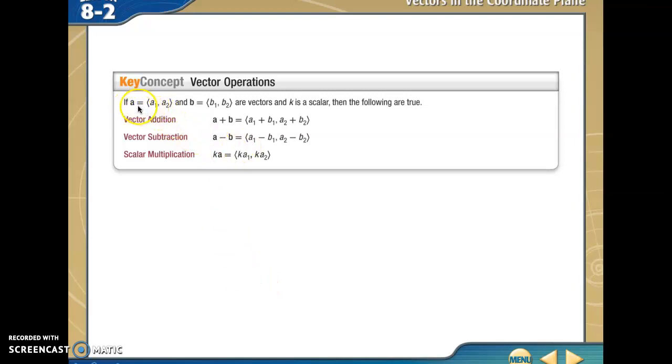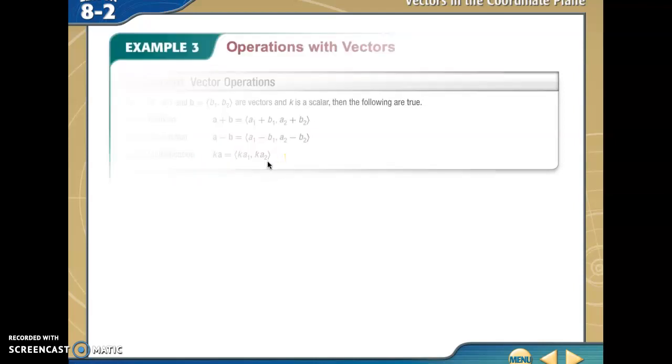If vector A equals A1, A2 in component form and B equals B1, B2 are vectors, and k is a scalar, then the following are true. For vector addition A plus B, you just add the x components, the first ones, A1 plus B1, comma, A2 plus B2. In subtraction you do A1 minus B1 and A2 minus B2. If you multiply a scalar k with the vector A, you multiply k with both components: k times A1 and k times A2.